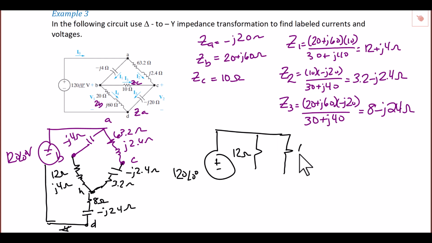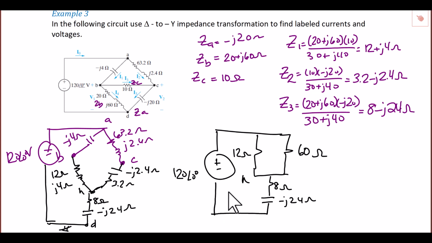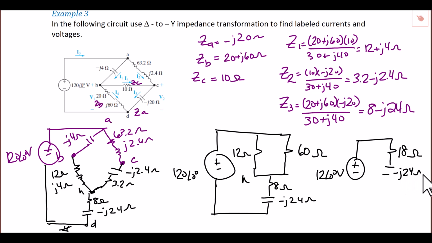So next we're going to simplify our circuit by combining elements in parallel and series so that we can find our voltages and currents. So we're going to have 12 in parallel with 60 at the top of node N, and we're going to have 8 in series with minus J24 ohms at the bottom of node N. After we put 12 and 60 in parallel, we get 18 ohms in series with negative J24 ohms.